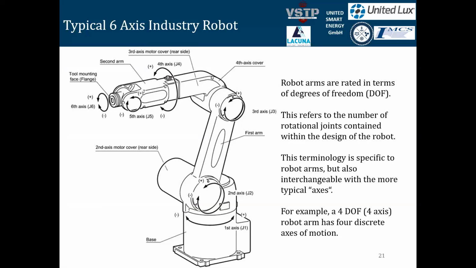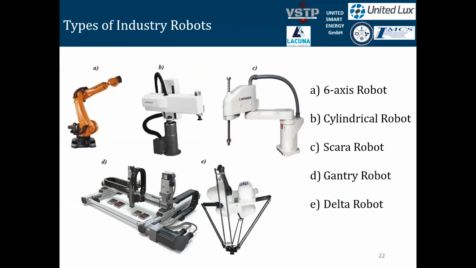Then there are industrial robots. It starts with A, the usual 6-axis robot. There are B, cylindrical robots, SCARA robots, gantries, and Delta robots. For example, the FlexPicker from ABB, which we will see as well later in a video.